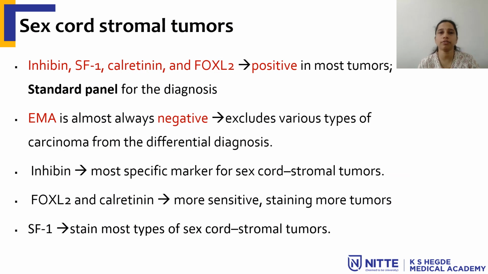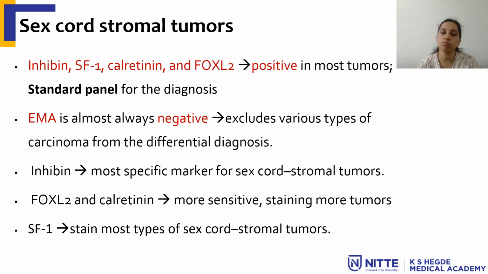So coming to markers for sex cord stromal tumors. There is a set of markers which are usually positive in all types of sex cord stromal tumors. The most common markers are inhibin, SF1, calretinin, and FOXL2. So these are the standard panel for diagnosis of sex cord stromal tumor.